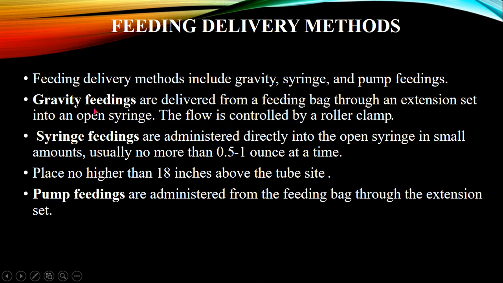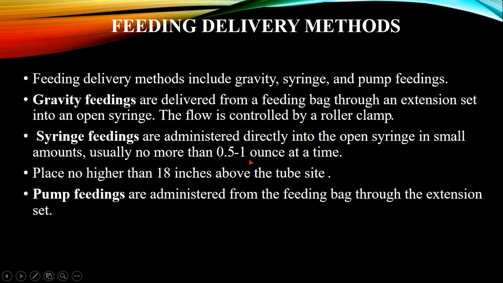Gravity feedings are delivered from a feeding bag through an extension set into an open syringe. You must have all given this kind of feeding. We introduce the syringe, remove the piston, and then pour the feed and just hold it, so through gravity it goes inside. That is gravity feeding. Syringe feeding is where we load the feed in the syringe, then push it directly in small amounts, which should not be more than 0.5 to 1 ounce.